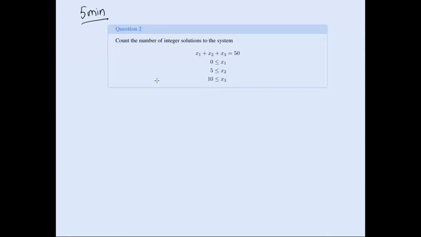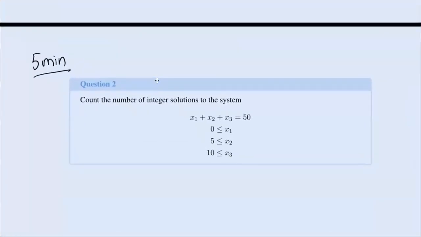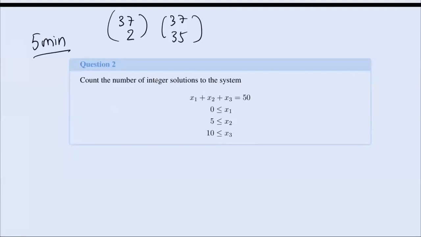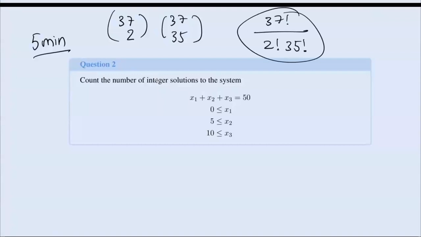Anyone got the answer? 37 choose 2 or 37 choose 35. It looks like a correct one, but I didn't calculate. So let's see. I see another student got this. It's very similar to the first student answer. So if you guys got the same answer, probably they are correct.